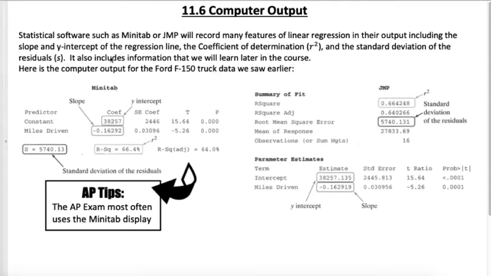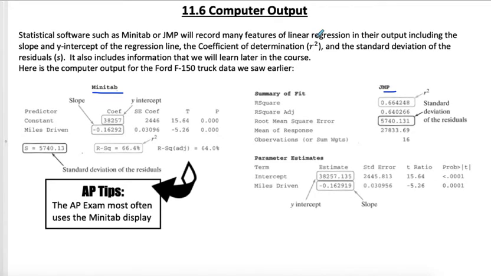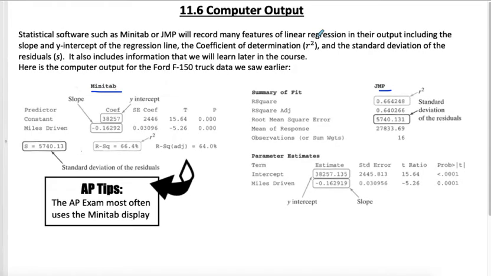So here's the computer output for the problem that we've been working on, the Ford F-150 truck data. This is the Minitab, and this is JMP. You don't have to know the programs or how to use them, but what we do need to know is how to interpret them. AP mainly will use our Minitab display, and I've seen the JMP outputs before, but rarely.